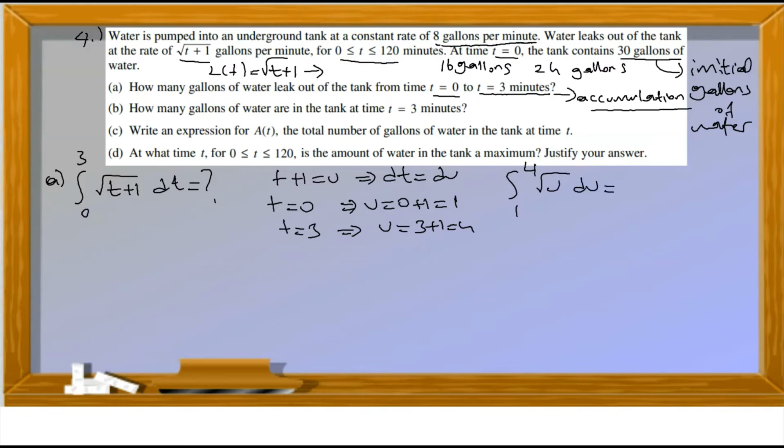We know that this integral is going to be equal to 2/3 times u to the power of 3 over 2 from 1 to 4, using the power rule. If we apply the first fundamental theorem of calculus, which tells us how to evaluate the definite integral, first I'm going to put 4 into this expression for u, then 1, and find their difference. When I do that, I get 14 over 3 gallons of water.